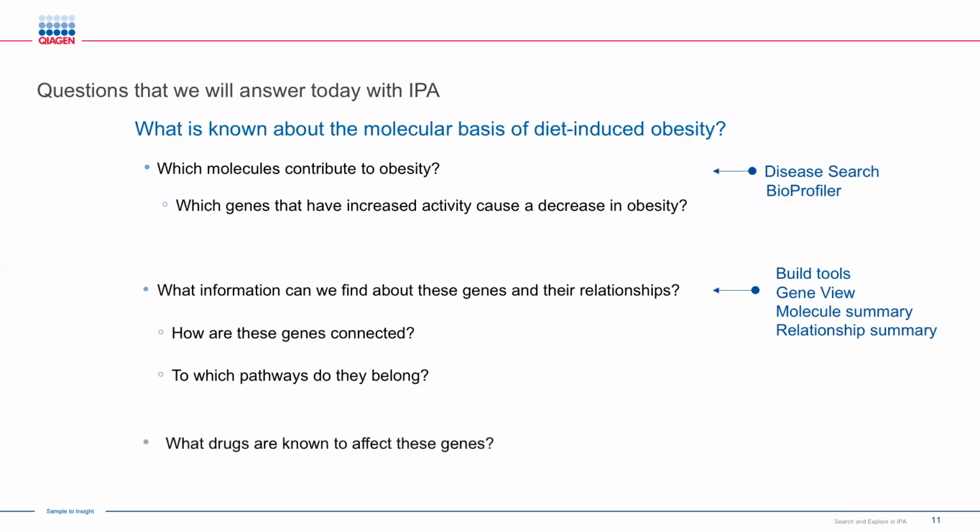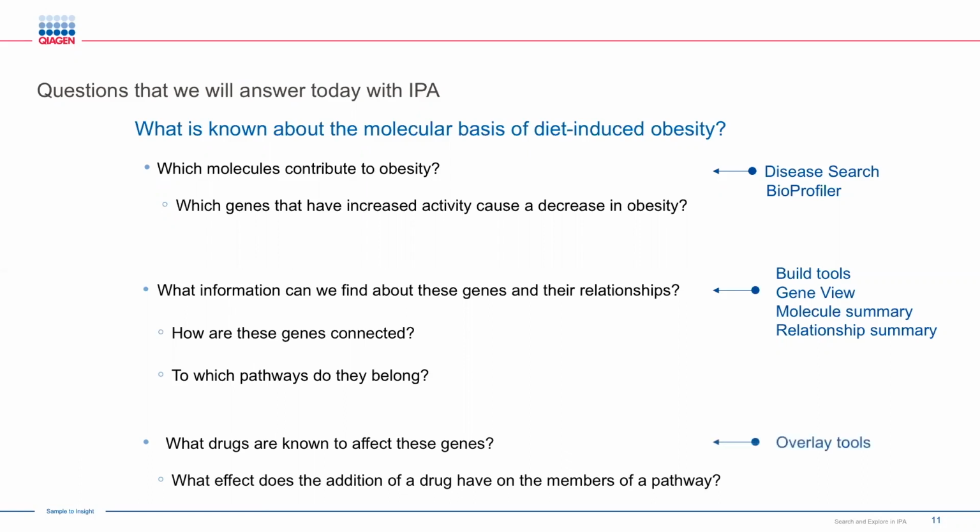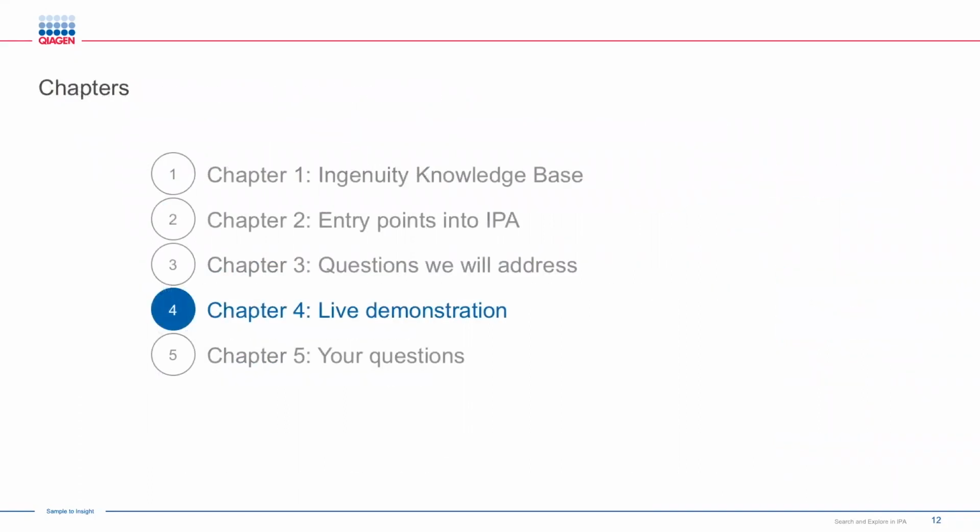And then we're going to ask what drugs are known to target the genes of the pathway, and how would the addition of this drug affect other molecules and functions that are in this IPA canonical pathway. For this, we're going to use some overlay tools to address these questions. All right, and with that, let's go ahead now and search and explore in IPA.